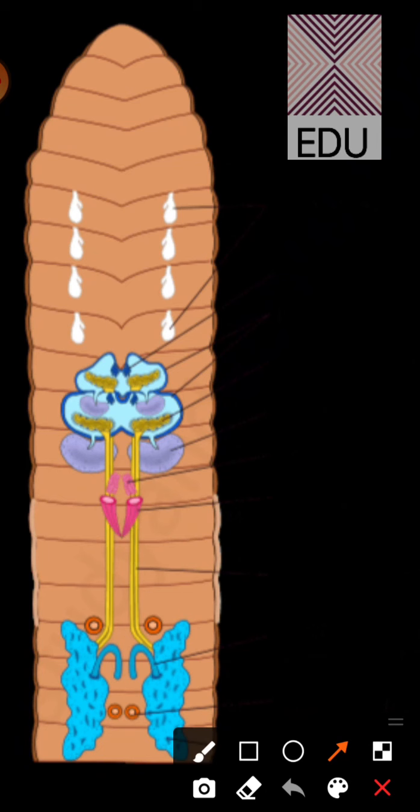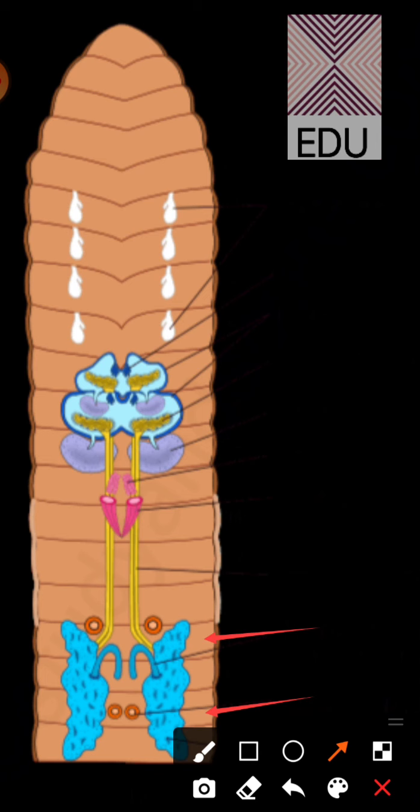What was in the 17th and 19th? Now if we are talking about the 17th and 19th segments, we had genital papillae. If we go back to the morphology of the earthworm, on the ventral side we had four genital papillae. Two are on the 17th segment and two are on the 19th segment.